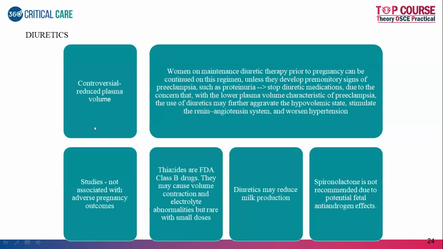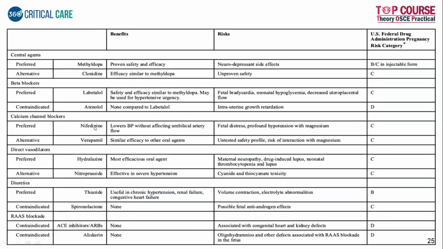So the diuretic role is still controversial. These are the groups of drugs which can be used in pregnant ladies for preeclampsia. As I told, among the central agents the preferred one is methyl dopa; alternatively, you can use clonidine. If you see, most of the drugs are C, C, C, C, rarely B. Among beta blockers, preferred is labetalol, better to avoid atenolol. Among calcium channel blockers, preferred is nifedipine, alternative is verapamil. Then the direct vasodilators and diuretics.